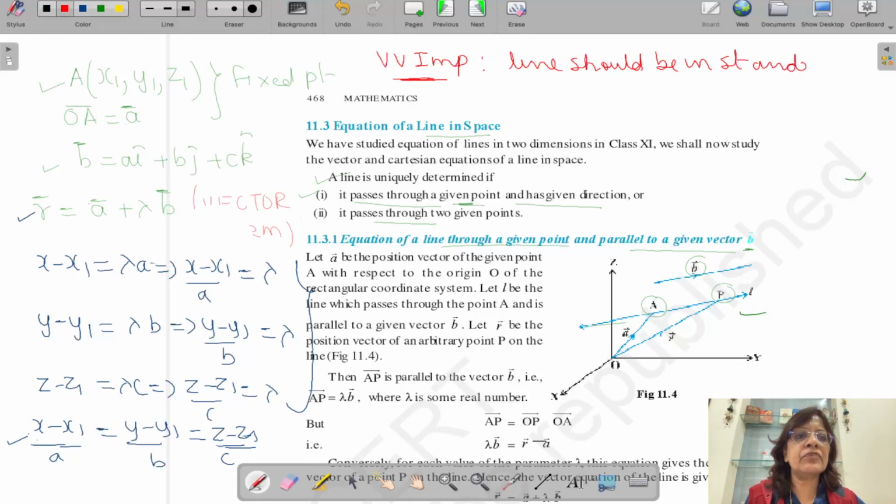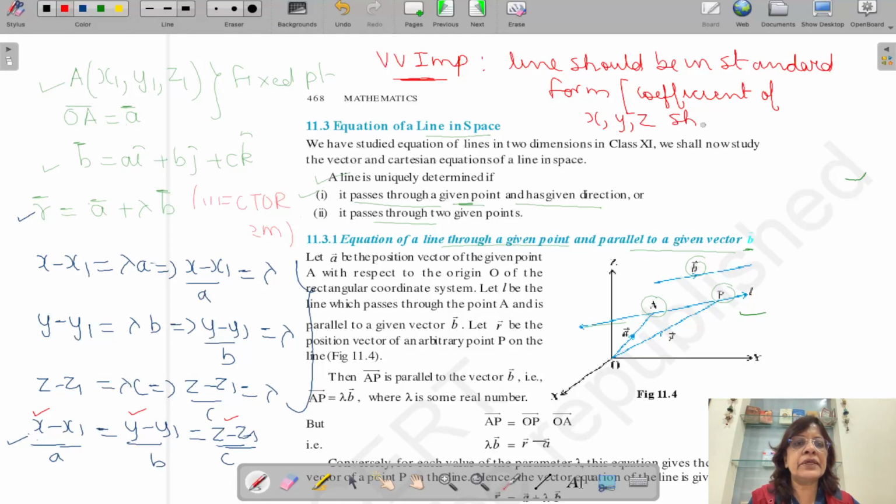Now, what do we mean by standard form? Standard form means the coefficients of x, y, z should be 1 and positive. Remember that. This is a very important condition. Before doing any question of straight line, check that it is in standard form, otherwise your answer will be wrong. The coefficients of x, y, z should be positive and 1.